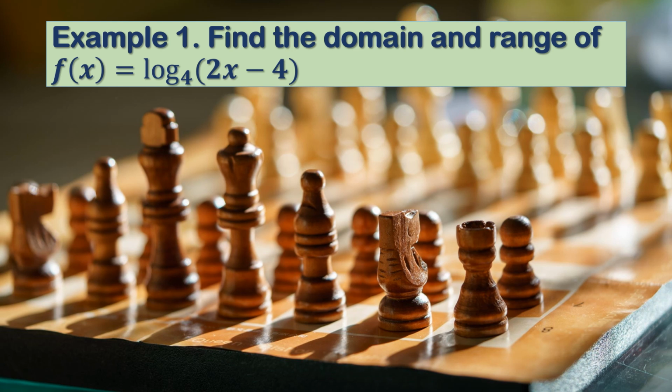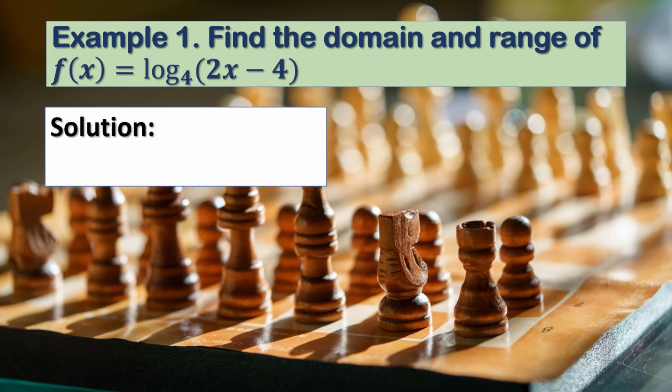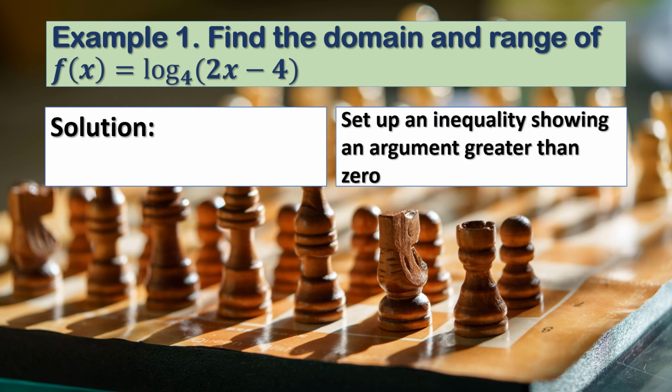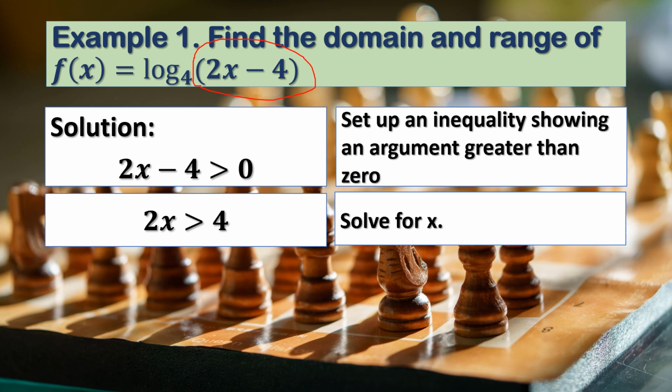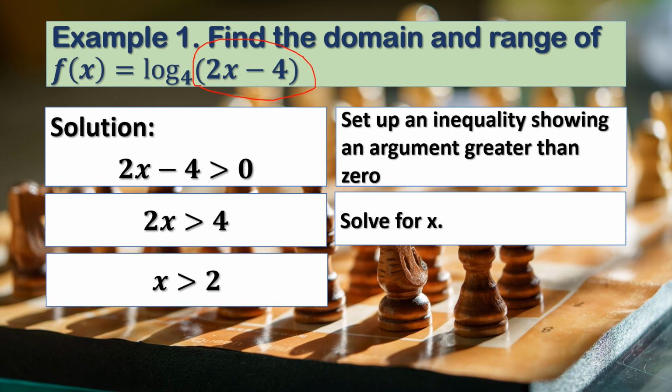Let's have the first example. Find the domain and range of the function f of x is equal to log of 2x minus 4 with base 4. So let's have the solution. So the first thing we have to do is to set up an inequality showing an argument greater than 0. So we have 2x minus 4 greater than 0. And then we're going to solve for x. So 2x greater than 4. So x is greater than 2.